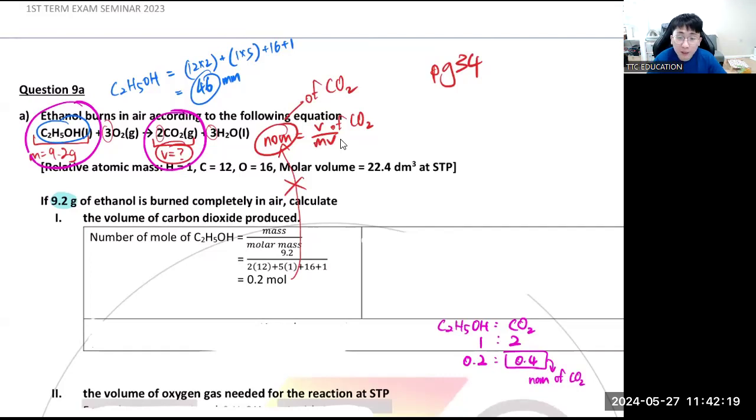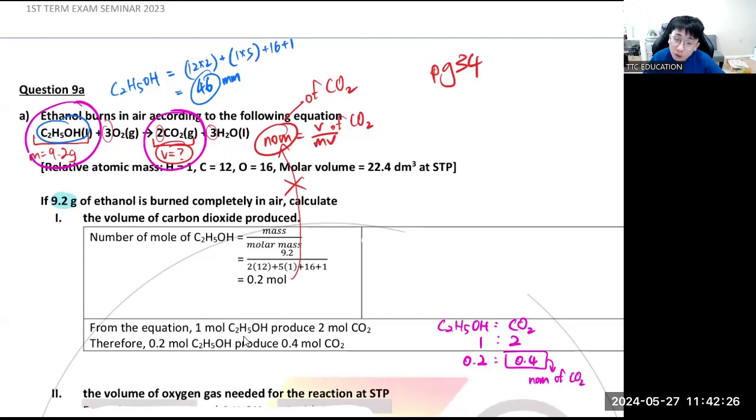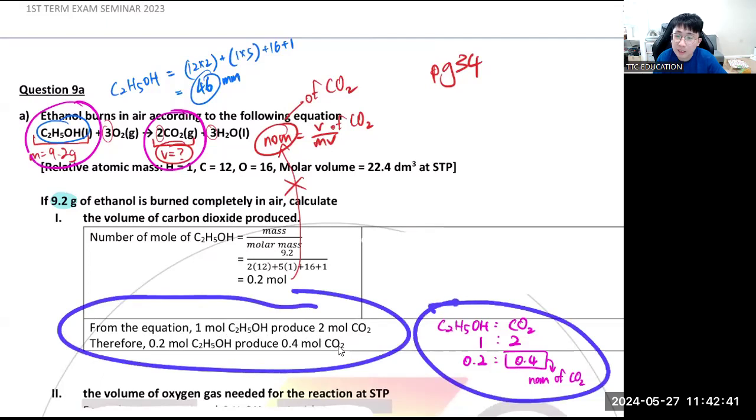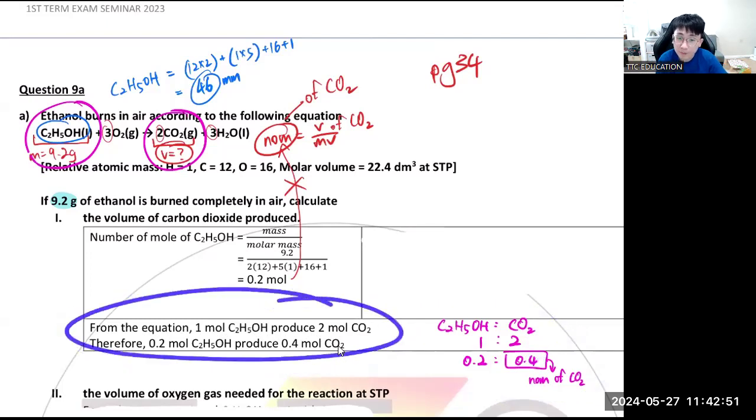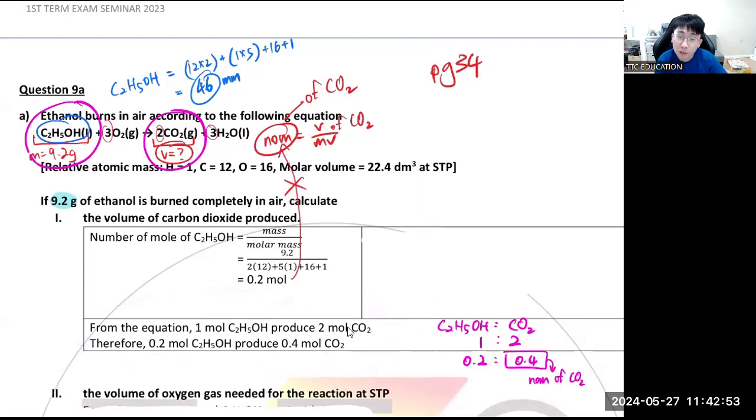So why did I write here then? Because some teachers will insist on writing a sentence. So if you write something like this: from the equation, 1 mole of C2H5OH produces 2 mole of CO2. Therefore, 0.2 mole of C2H5OH produces 0.4 mole of your CO2. Correct? These two sentences have the same meaning as this ratio. Some teachers accept ratio, you go with ratio. Some teachers don't accept ratio and want the sentence, so you follow the sentence.